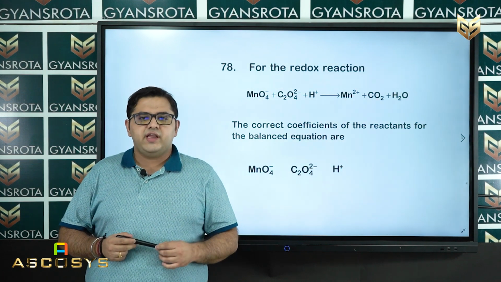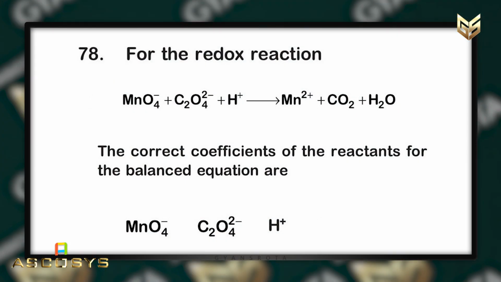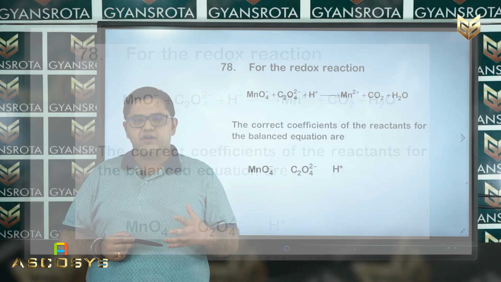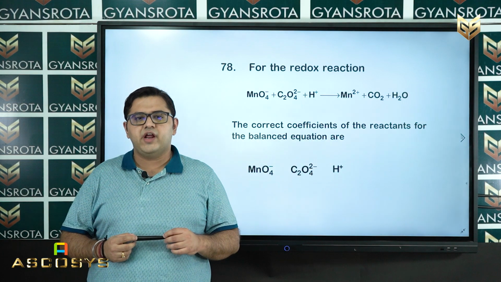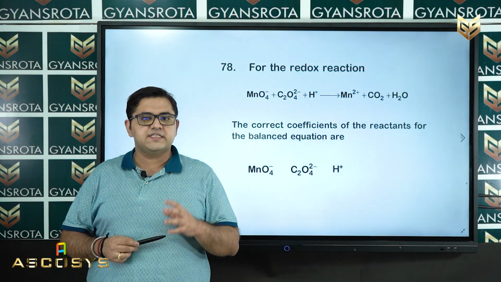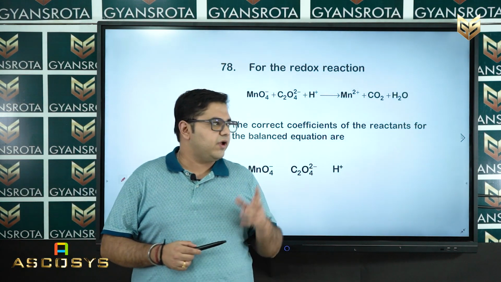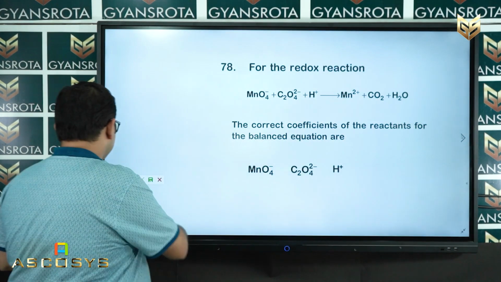So, question number 78 is on your screen. For the redox reaction, the correct coefficient of the reactants for the balanced equation are. This question comes from your redox chapter of class 11 chemistry. Now, we are moving to the solution part.